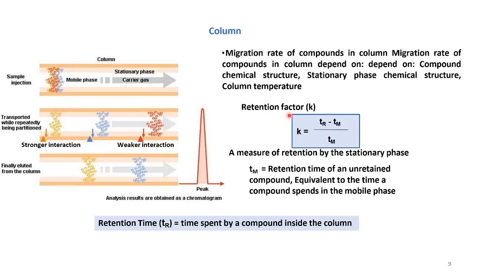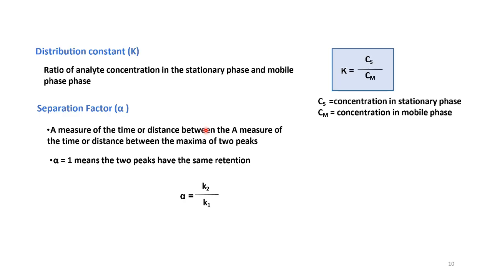So that is how we can calculate the retention factor also using this formula. Here the retention time can be known from the peak which we get from the spectra from the detector. Then we have the distribution constant, which is the ratio of analyte concentration in the stationary phase to the mobile phase. And then the separation factor is also there, which is a measure of the time or the distance between the maxima of two peaks. So it is the distance between the two maxima of the two peaks basically. So alpha is 1 means the two peaks have the same retention time.